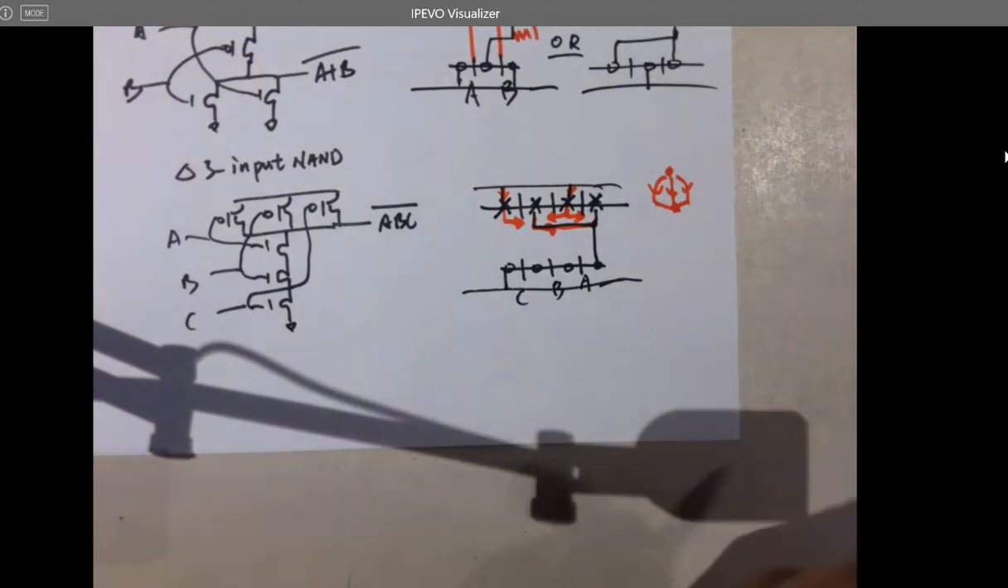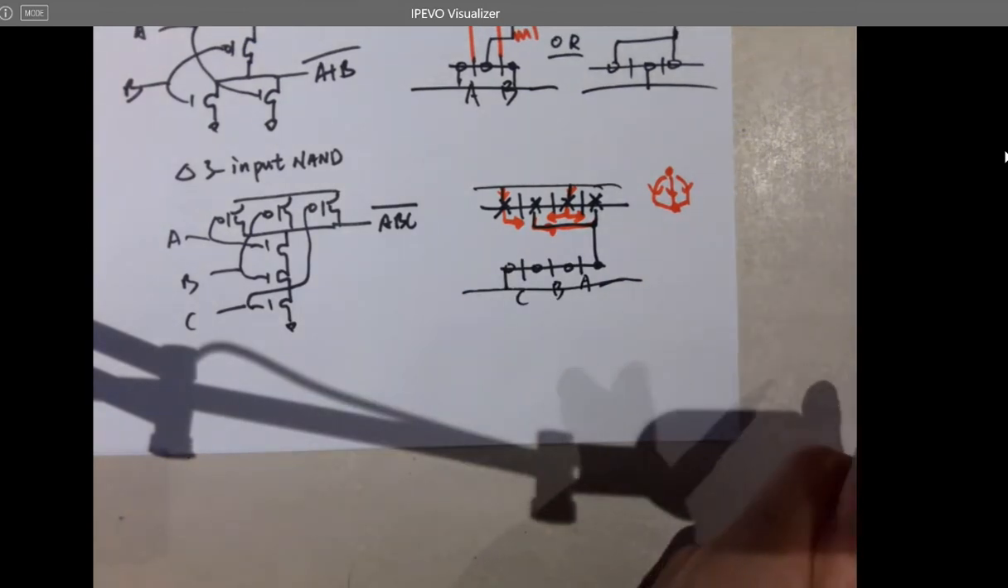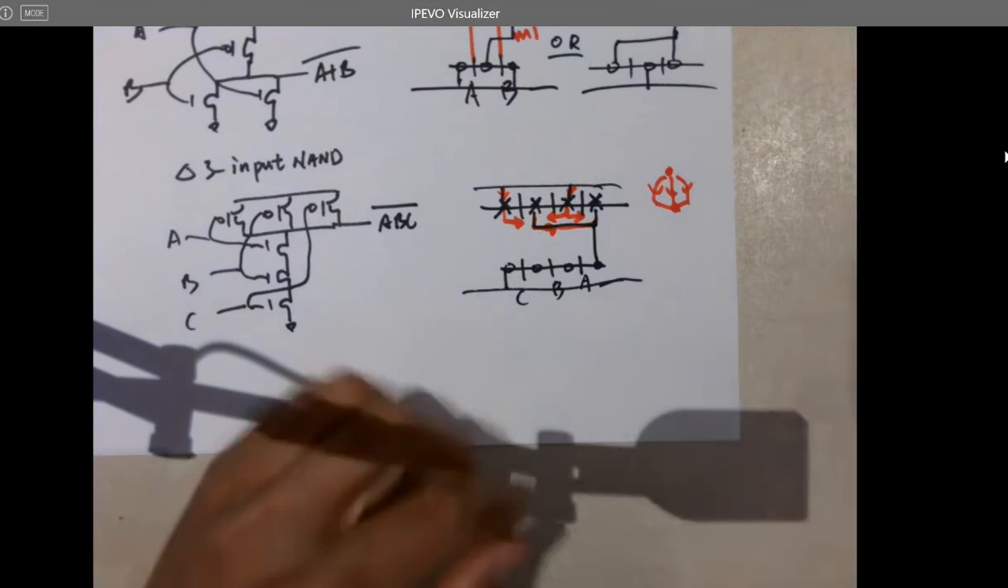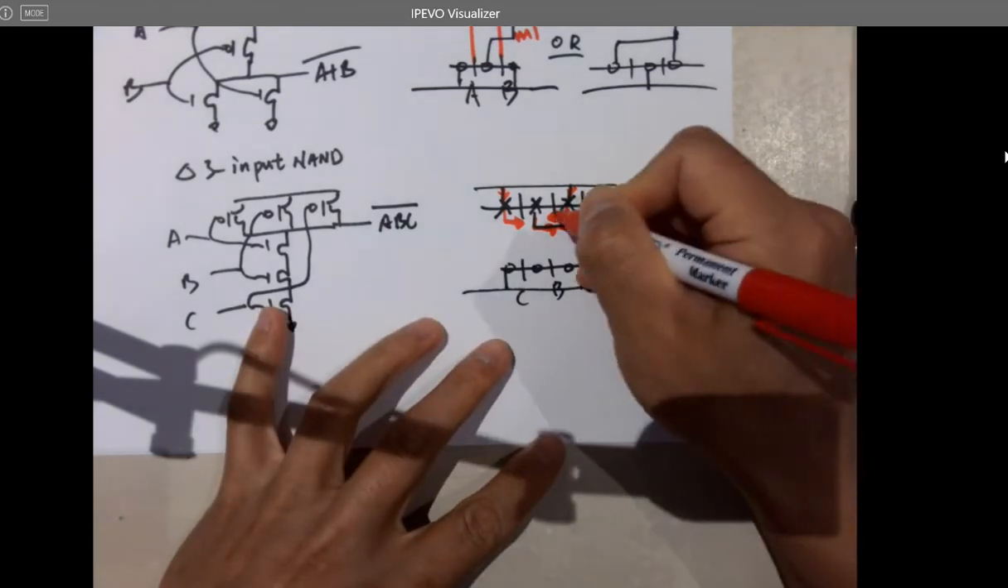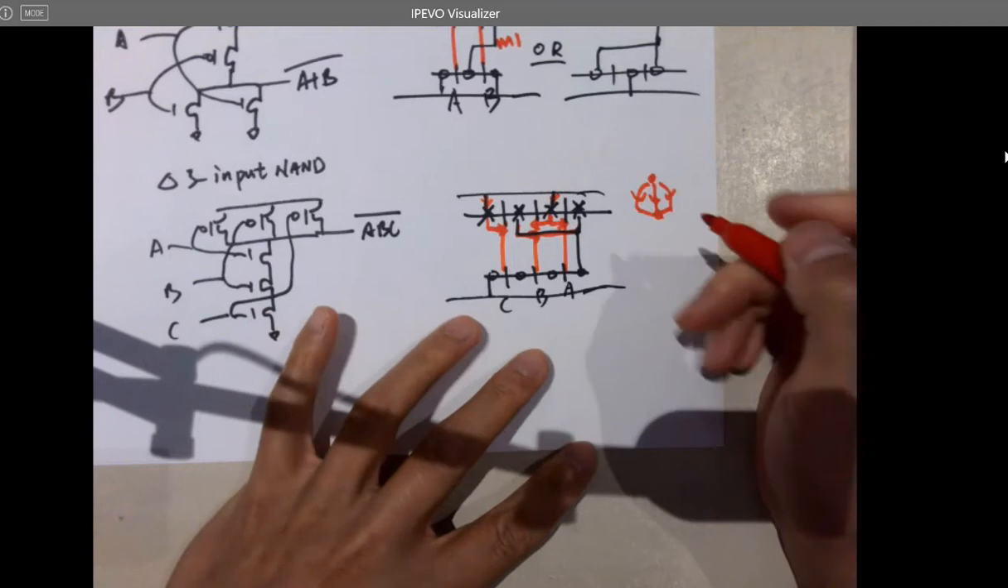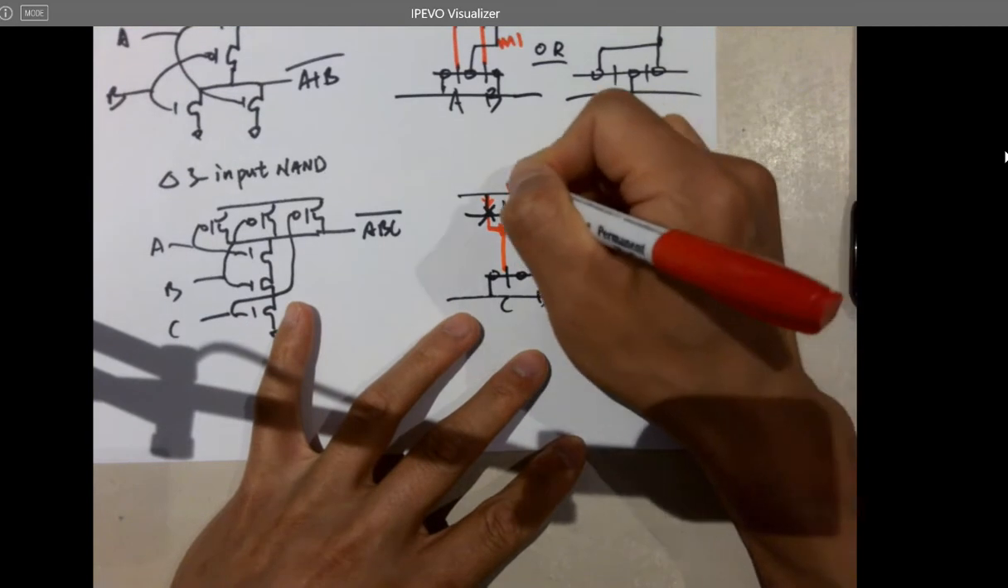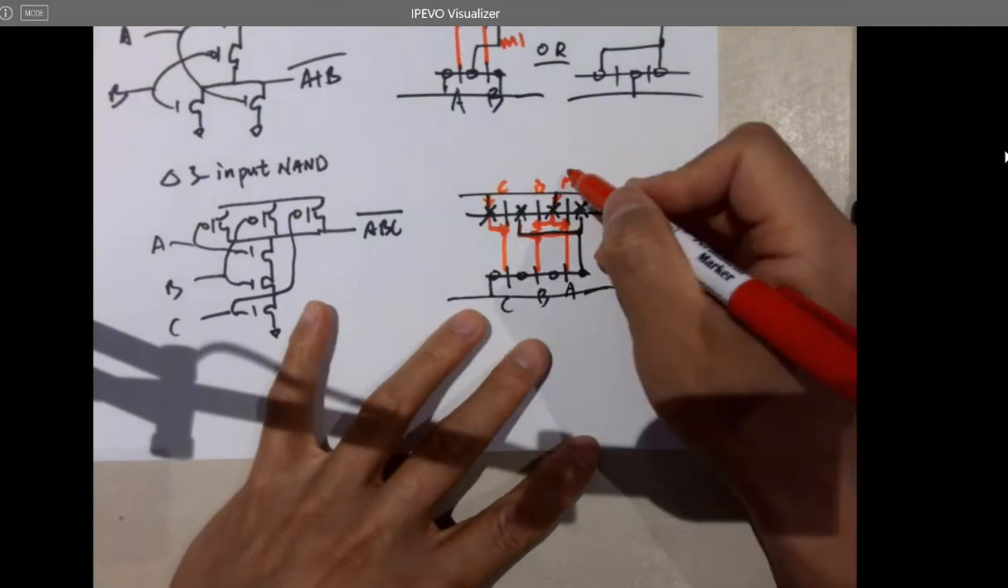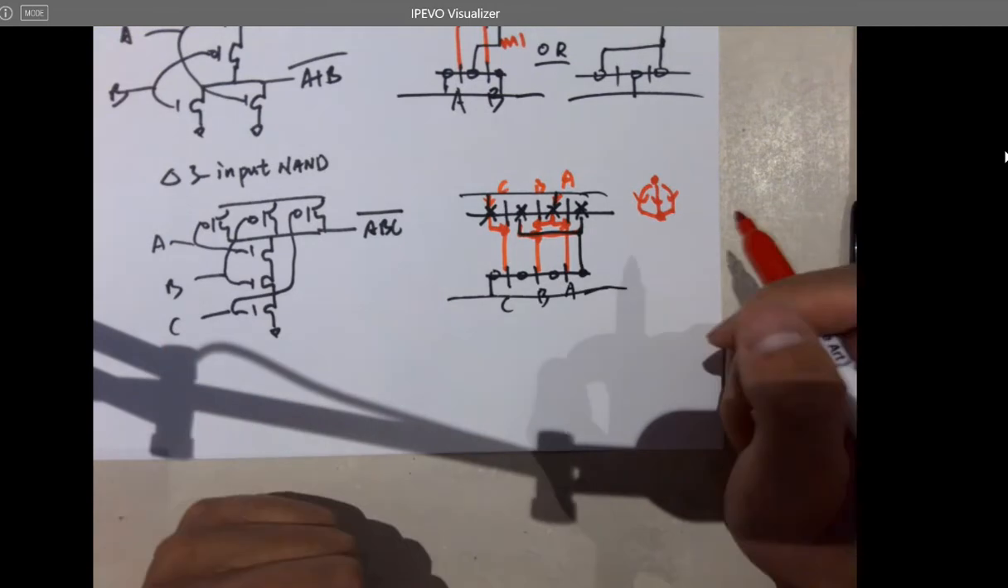So in that case, you have better choices for A, B, and C's for the PMOSes, right? In the case, just do this. So it's going to be A, B, C. Although they are in parallel, but you have better choices.